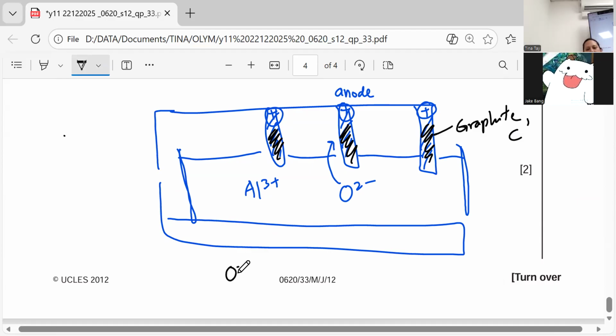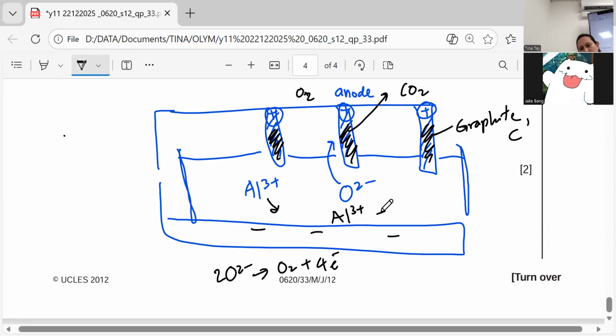So oxide will do this. And because this is very, very hot, it will react with the carbon to form carbon dioxide. Remember the question? And then aluminium will go down. Negative is here. You get molten aluminium. So you can get carbon dioxide, you can also get carbon monoxide.